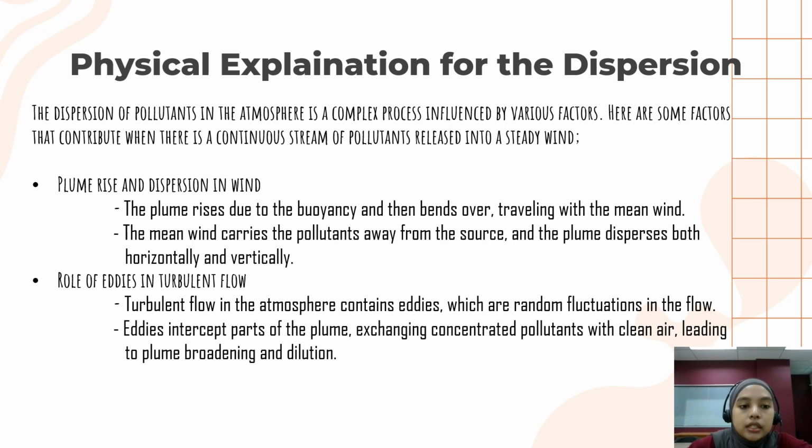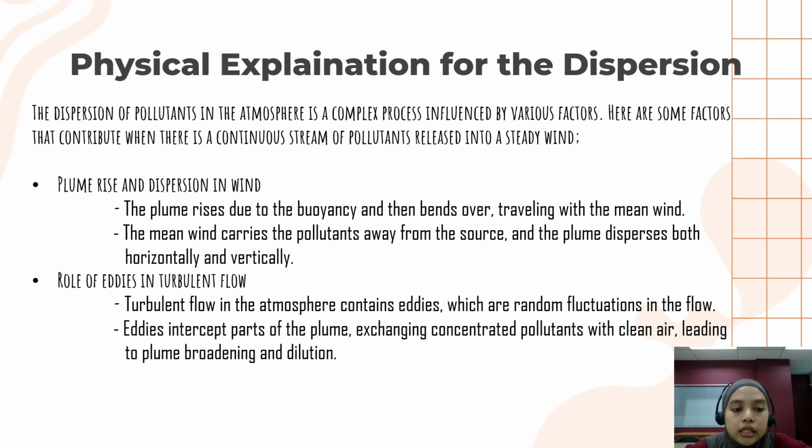The first factor is the plume rise and dispersion in the wind. The plume rise is due to buoyancy and then travels with the mean wind. Next is the mean wind, which carries the pollutant away from the source, and the plume disperses both horizontally and vertically.